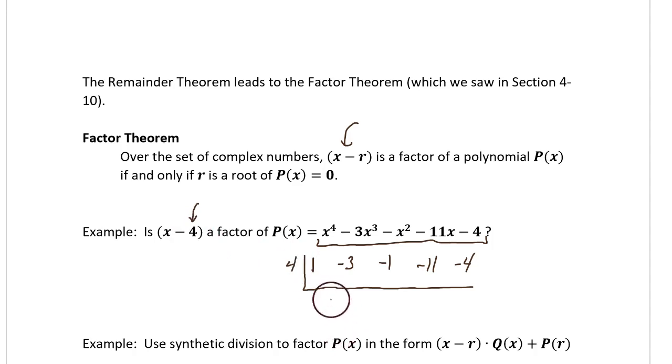Now let's run through the process. Pull down the 1, then multiply, add, multiply, add, multiply, add, multiply, and add. The remainder is 0, so are we going to answer yes or no? Is this a factor when the remainder is 0? Yes, it is.